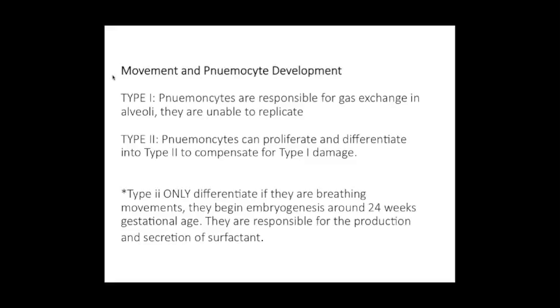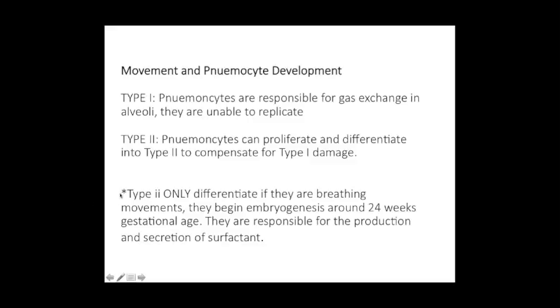When we look at movement and pneumocyte development, type 1 pneumocytes are responsible for gas exchange in the alveoli. They are unable to replicate once they have been damaged, once they have been irritated, once the body begins to actually break them down because of the fluid pressures. So that's not such a great deal for our kids. Type 2 pneumocytes can proliferate and differentiate into type 2 compensatories and can compensate for type 1 damage. That's a pretty good deal. So we know we damage the type 1s, but we have type 2s that can take their place.